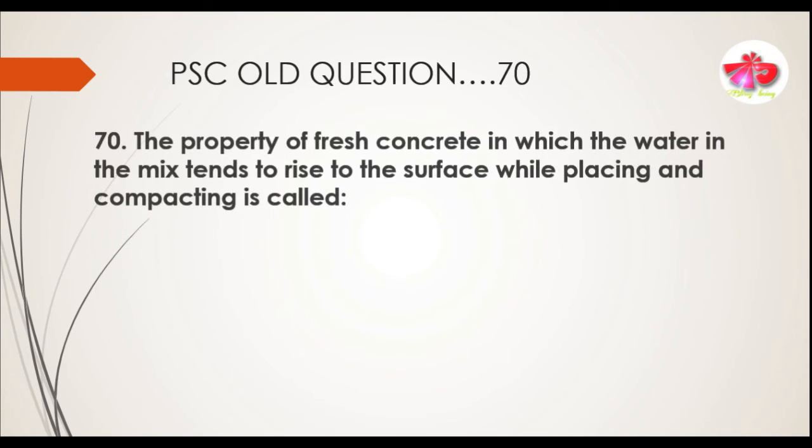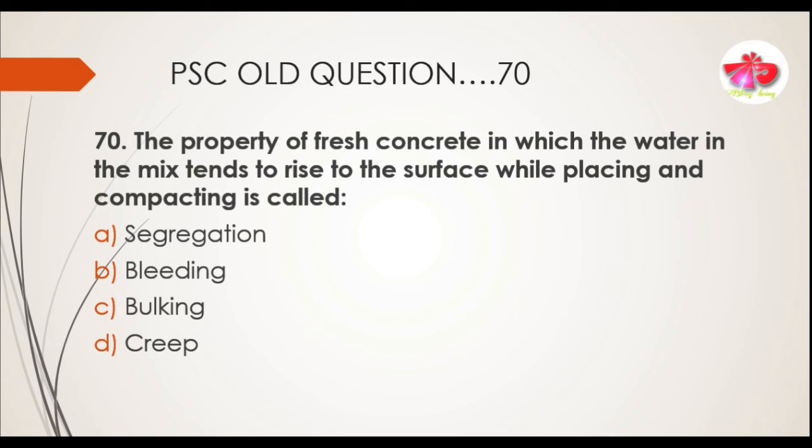Question number 70. The property of fresh concrete in which the water in the mix tends to rise to the surface while placing and compacting is called: option A, segregation, option B, bleeding, option C, bulking, and option D, creep. So friends, the property of the fresh concrete in which water in the mix tends to rise to the surface while placing and compacting is called bleeding. Option B will be the correct answer here.